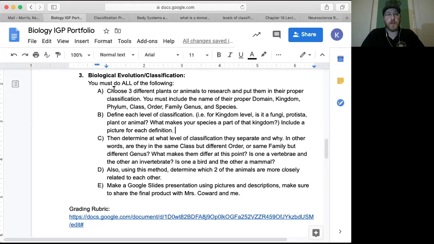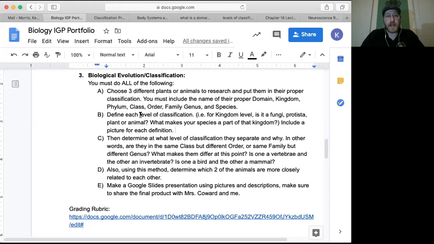What you must do is choose 3 different plants or animals to research and put them in their proper classification. In other words, you can choose 3 animals, 3 plants, 2 plants and an animal, 2 animals and a plant, whatever, it's up to you, okay? But it has to be at least 3 different organisms. You must include the name of their proper domain, kingdom, phylum, class, order, family, genus, and species.